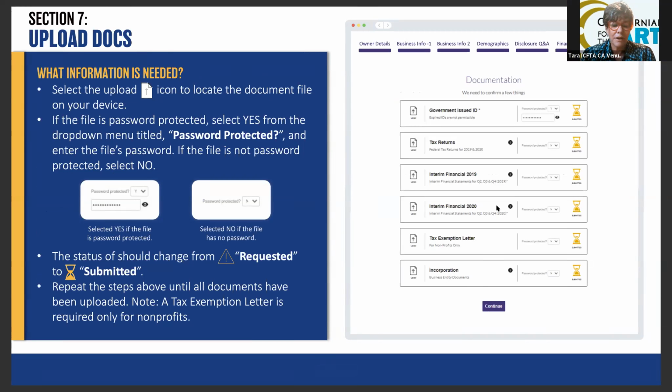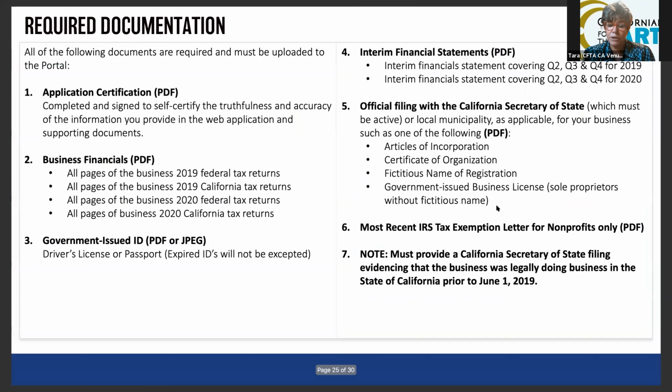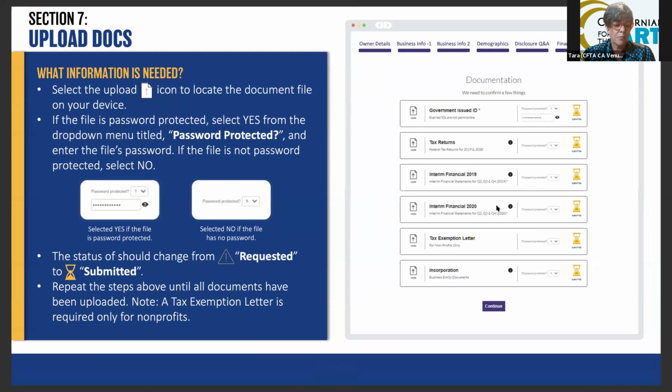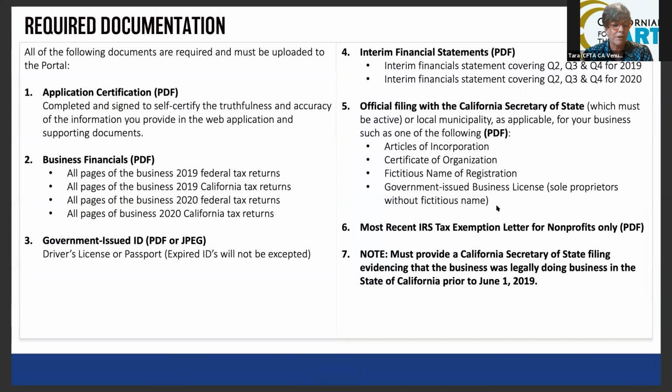So once you get in there, you're going to have all your documents in the formats that Harshangi already talked about. You're going to make sure they're straight, legible, and clear. You're going to see a little area where it's asking for each thing: the government tax ID, government issued ID, the tax returns, the interim financials, the letter of exemption if you're a nonprofit, or any corporate documents from the Secretary of State. You would load each one separately, and as appropriate, you can password encode them, and then they'll be available. We'll go on to the next page, which lists for you specifically the documents required.